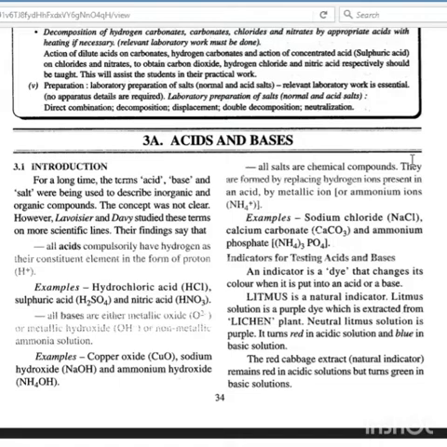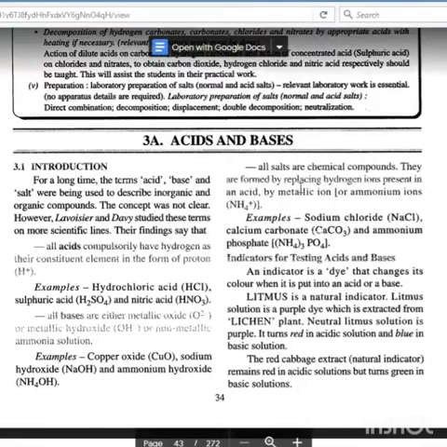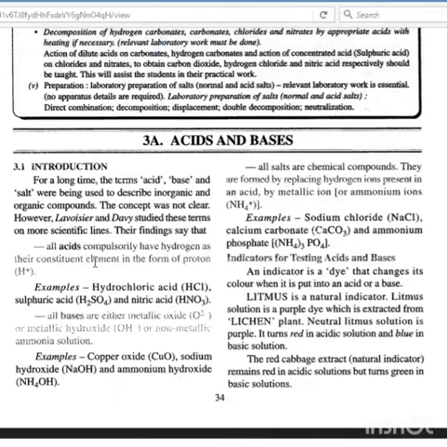Before starting, students, kindly go through the highlighted portion that will match with my voice. Now let's start with the topic acids, bases and salts. Under this topic, three terms are there. First term is acid.